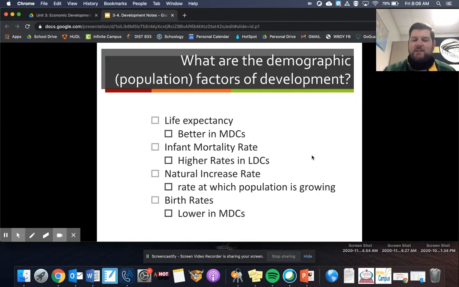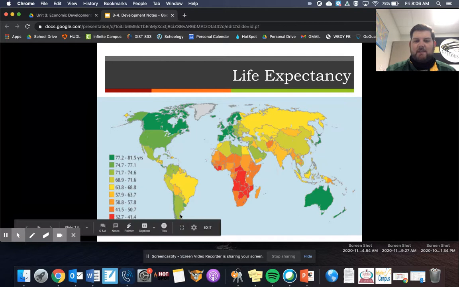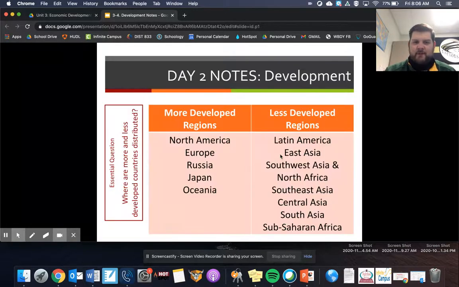The opposite of that is infant mortality rate. If you have a high infant mortality rate, it means more infants are dying. You probably don't have as much technology or medical knowledge, and so the higher the infant mortality, the more likely it is an LDC. Here's a map of life expectancy around the world. Anything in green is a pretty good life expectancy, and anything in orange or red is not very good. In the places where it's more orange or red, you can tell that those are less developed countries from what we talked about with population.